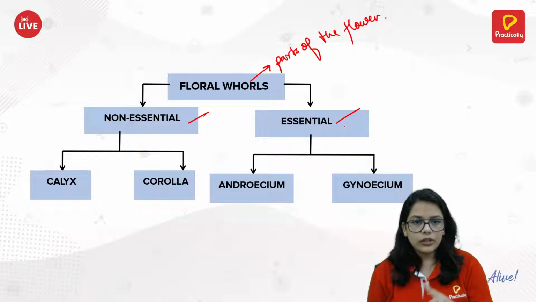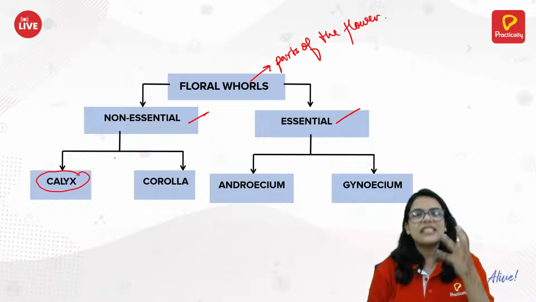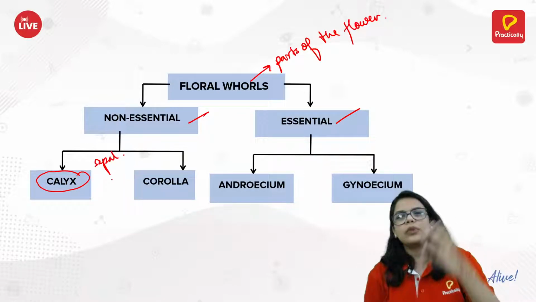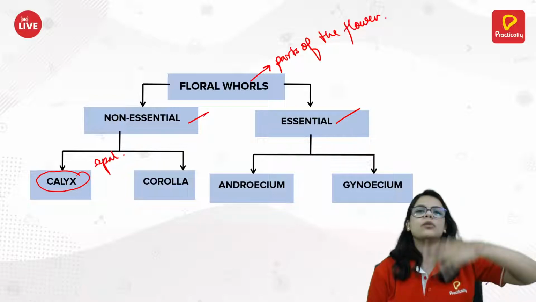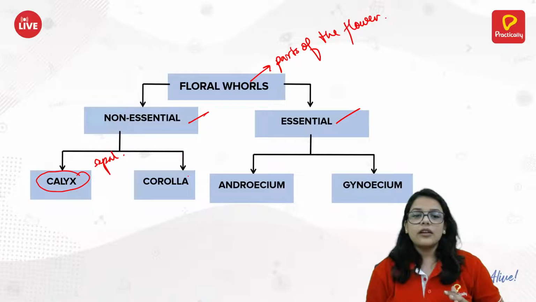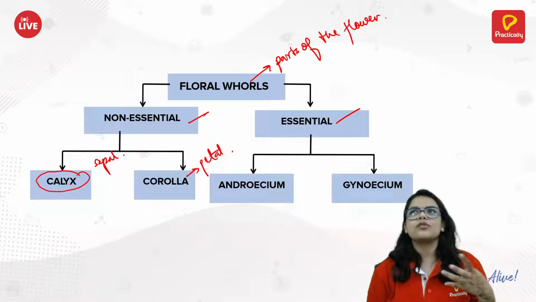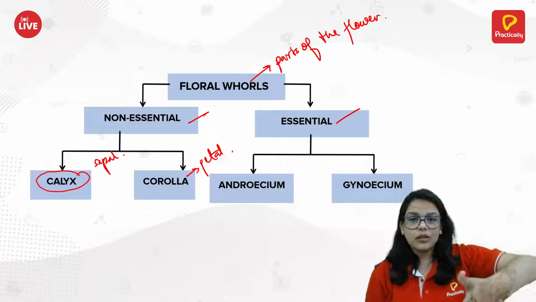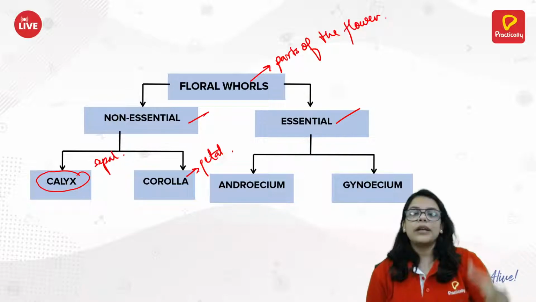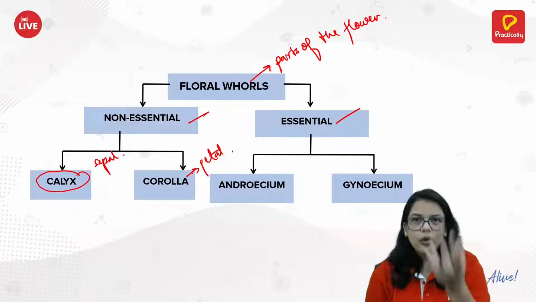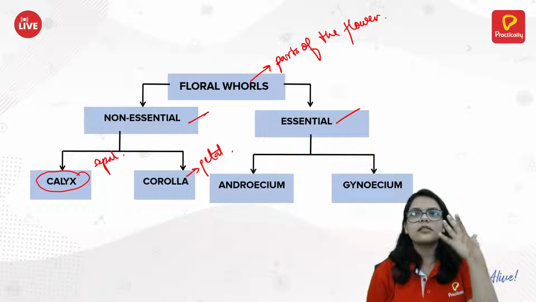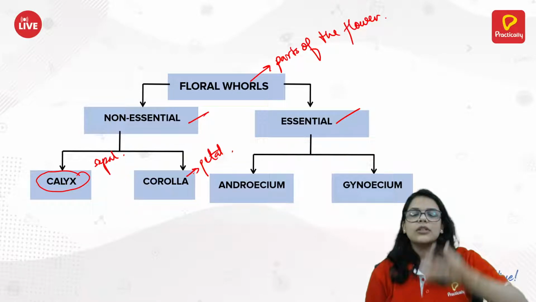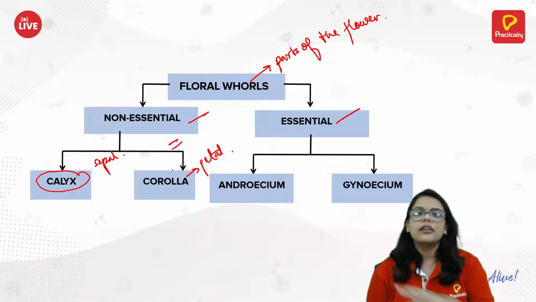Non-essential is the calyx, that is the sepals. They help in protection of the plant. Sometimes they go through photosynthesis, etc. And then there is the corolla, that is the petals. Petals are basically used for attracting pollinators. Pollination is very much required for reproduction. So petals help in pollination, attracting different kinds of animals, etc. Although they help in the reproduction part, they are basically non-essential.